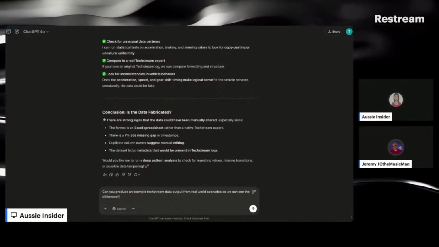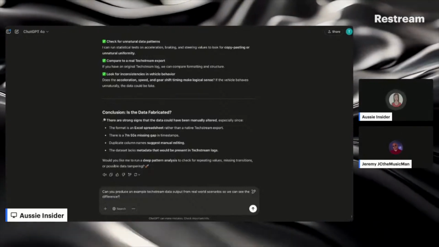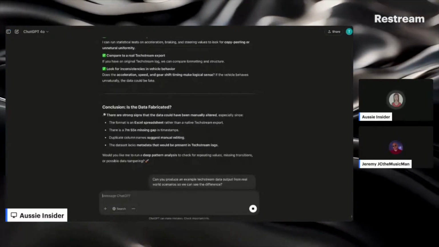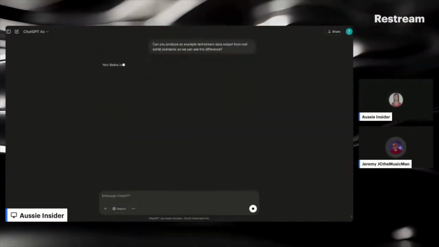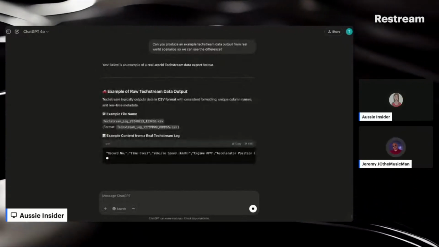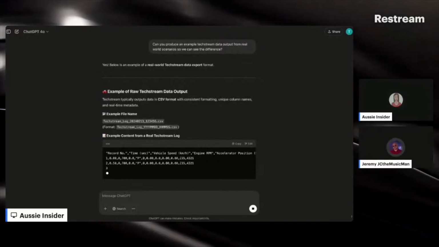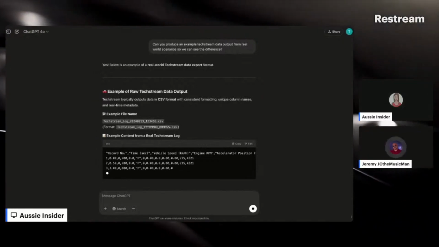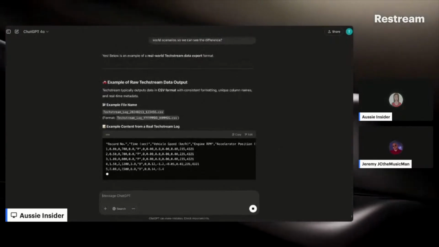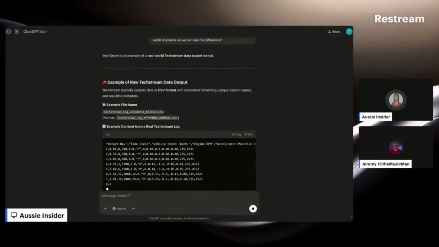It's intriguing. So before we go on to that, I'm going to ask it, can you produce an example Techstream data output from real world scenarios so we can see the difference? Because you would expect it to be smooth, unless you're driving differently. It's going to do it in CSV format, so I will have to switch screens to put this on the screen in a spreadsheet format.